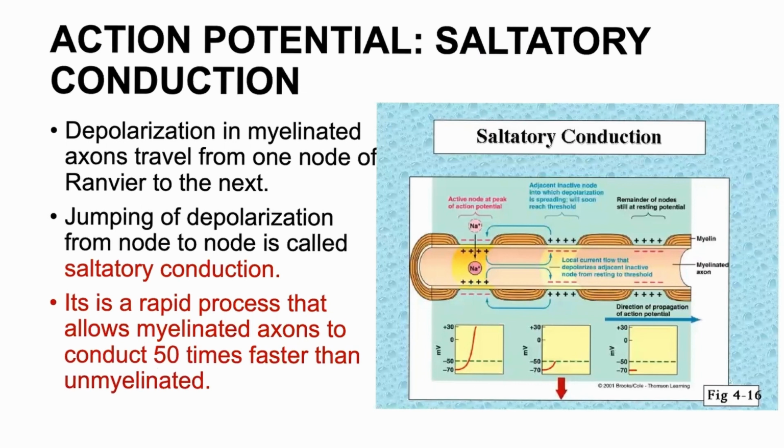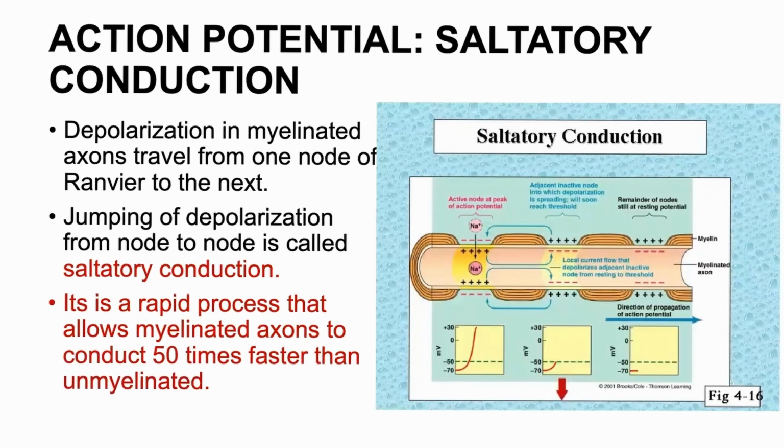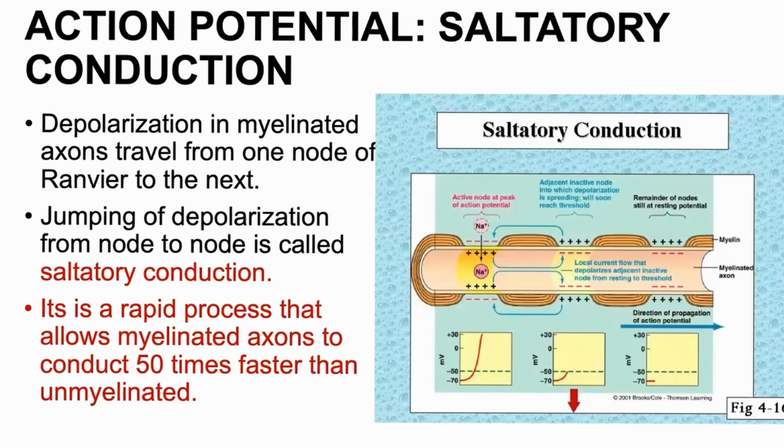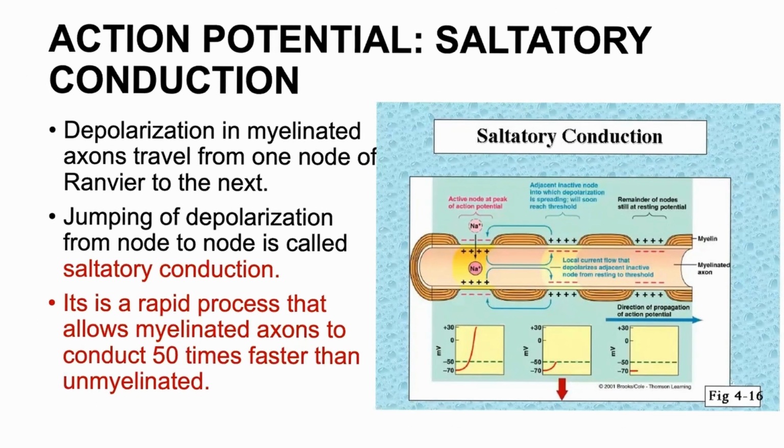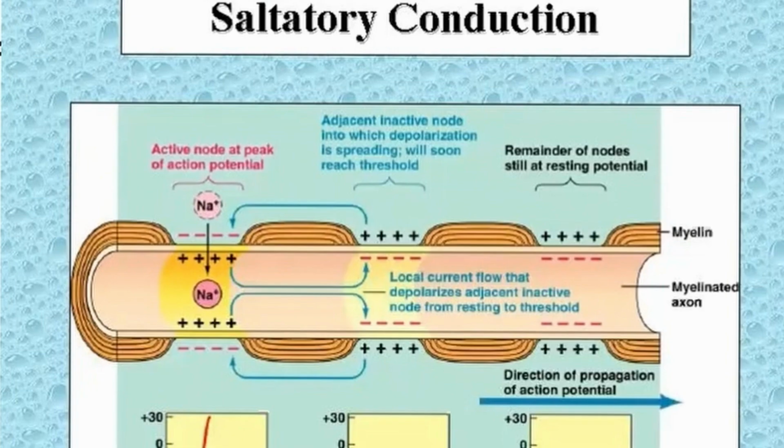Depolarization in myelinated axons travels from one node of Ranvier to the next. Jumping of depolarization from node to node is called saltatory conduction. It is a rapid process that allows myelinated axons to conduct 50 times faster than unmyelinated ones. So that's a big difference. And this is just showing the sodium channel, the active node, and the peak of the action potential.